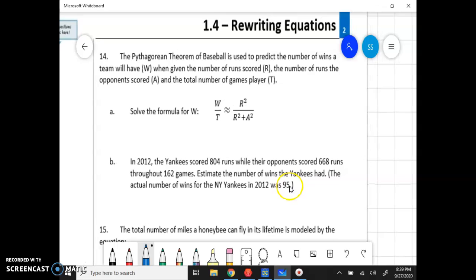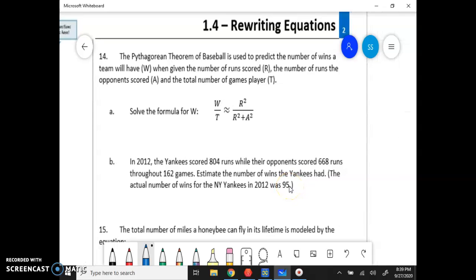So we've got a Pythagorean theorem of baseball used to predict the number of wins a team will have, represented by W, when given the number of runs scored, the number of runs the opponent scored, and the total number of games played. So solve the equation for W.